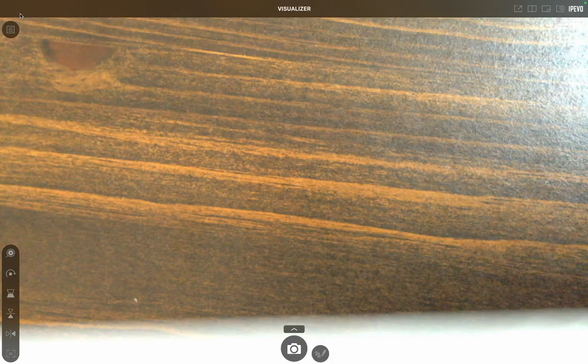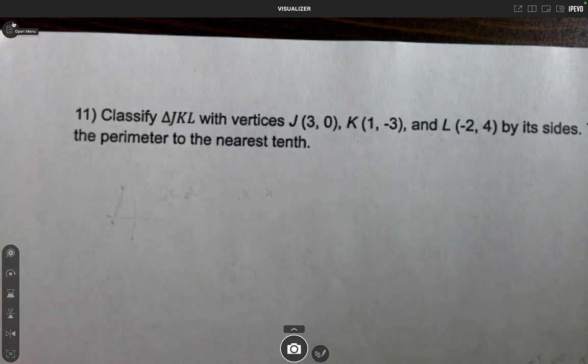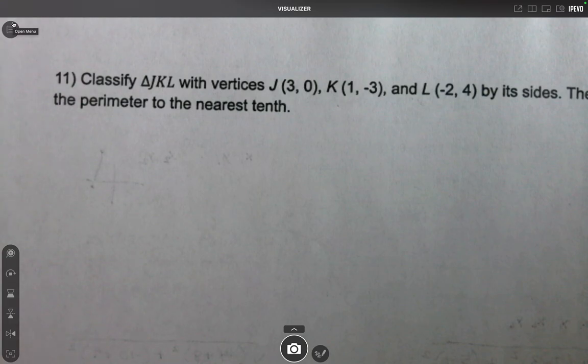Okay, there's just two on the back, but they're the exact same process. But I just wanted to show you how this can be applied in other ways. So first of all, it says classify triangle JKL with vertices 3, 0, 1, -3, and negative 2, 4 by its sides. Then find the perimeter to its nearest tenth.